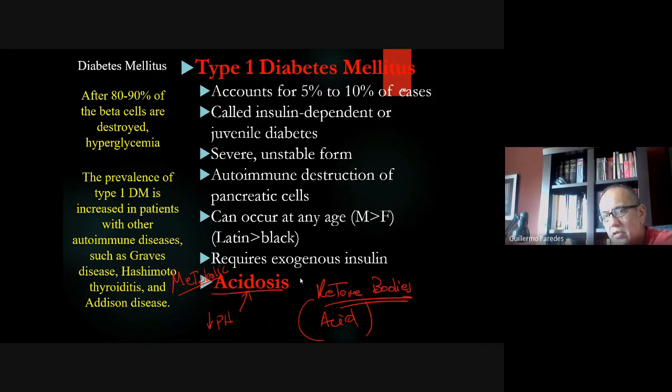Diabetes mellitus type 1. DKA most commonly happens in diabetes type 1. And the major cause of this decompensation is that the patient does not follow instructions. This is the most common. They go to the emergency room because they forgot to inject the insulin. That's why they come in with DKA. We call that DKA, diabetic ketoacidosis.